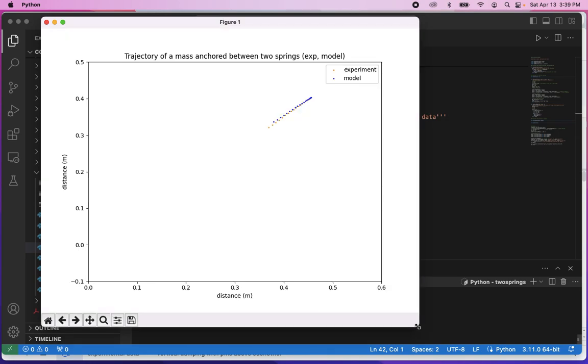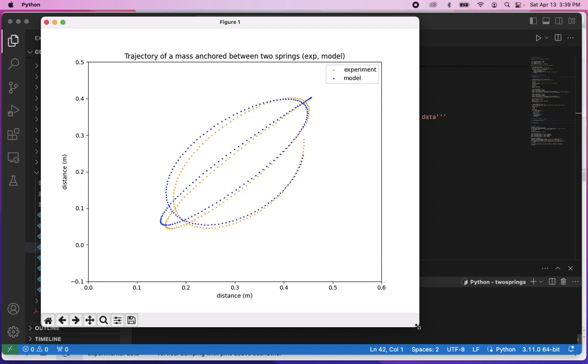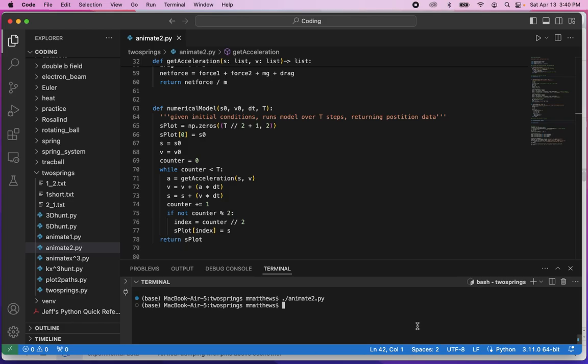It's not bad. The model's in blue. It's already a little bit off right at the start, but I was pretty pleased with this overall, considering the amount of noise in the data and some of the fudge factors there, like the damping constant and stuff like that. So that was pretty cool.